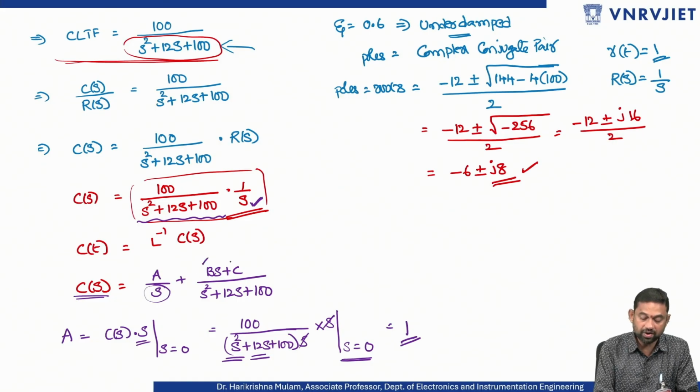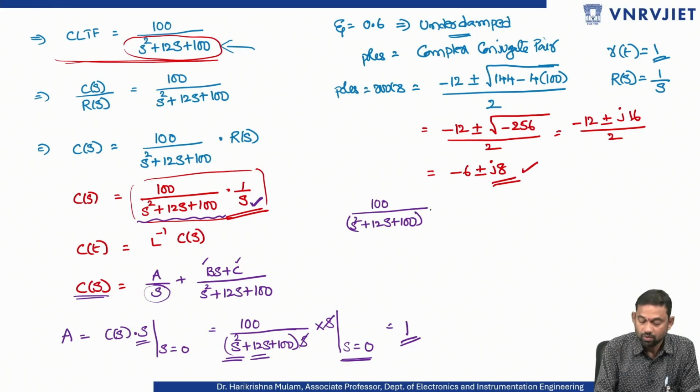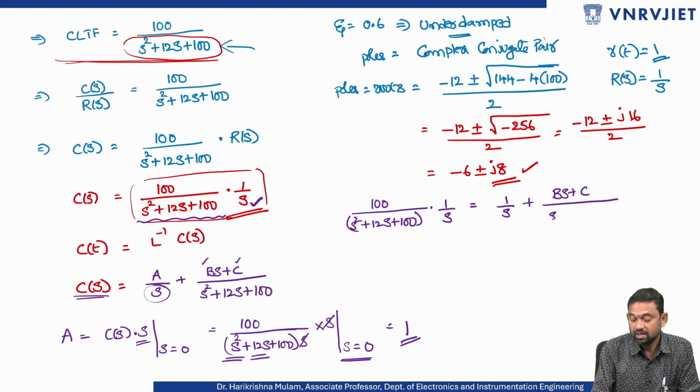Now let us try to find b and c as well. So here, what is c of s? 100 by s square plus 12s plus 100 into 1 by s is equal to a by s. Now a is 1, so 1 by s plus bs plus c divided by s square plus 12s plus 100.